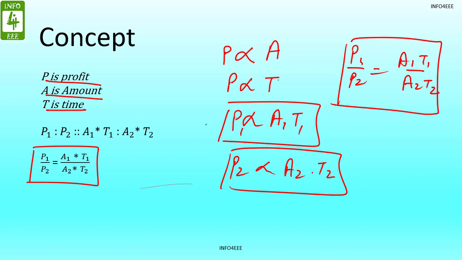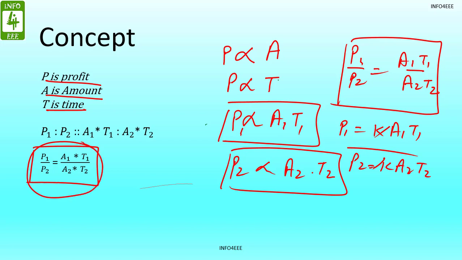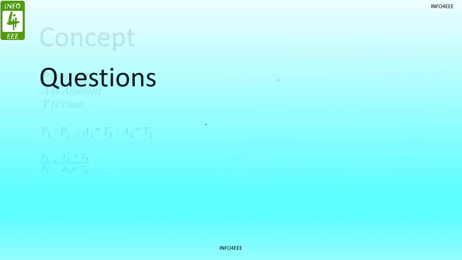You can break this directly proportional sign with some factor. Let's say P1 is equal to K A1 T1, and P2 is equal to K A2 T2, and if you divide this, K will get cancelled out. So this is the formula for the partnership ratios. Okay, now let's see all types of questions which are possible on this topic.